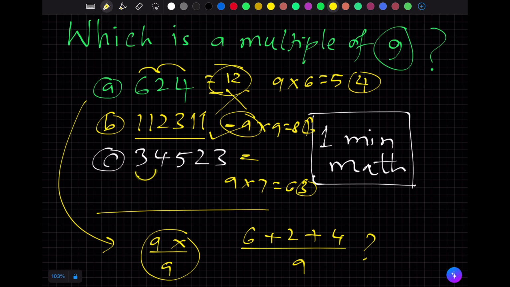3 plus 4 equals 7, plus 5 equals 12, plus 2 equals 14, plus 3 equals 17. Wrong too. So now that we've verified it, we've established that B is the correct answer.